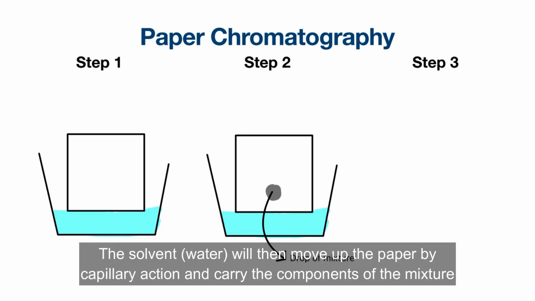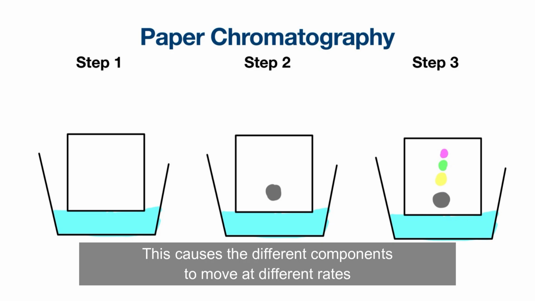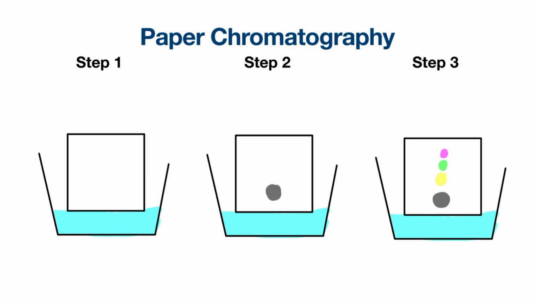Over the course of a few hours, you will observe different components of the mixture moving along the paper at varying rates. More soluble components will move faster, while less soluble components will either move more slowly or remain near the drop point. This technique allows for the separation and identification of different substances within a mixture based on their individual solubilities and interactions with the paper and solvent.